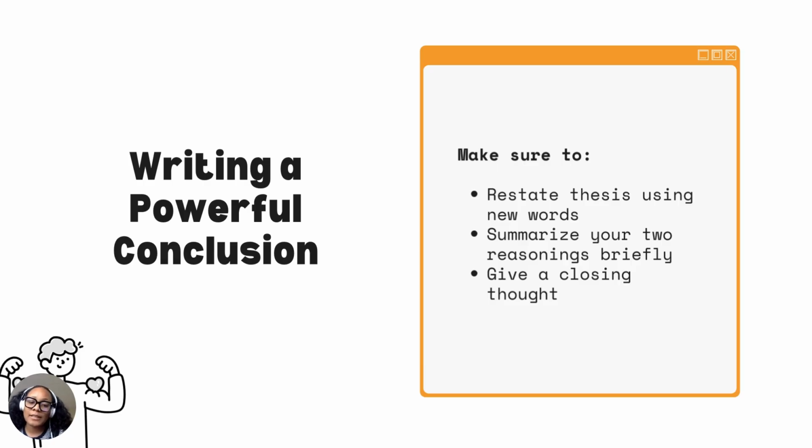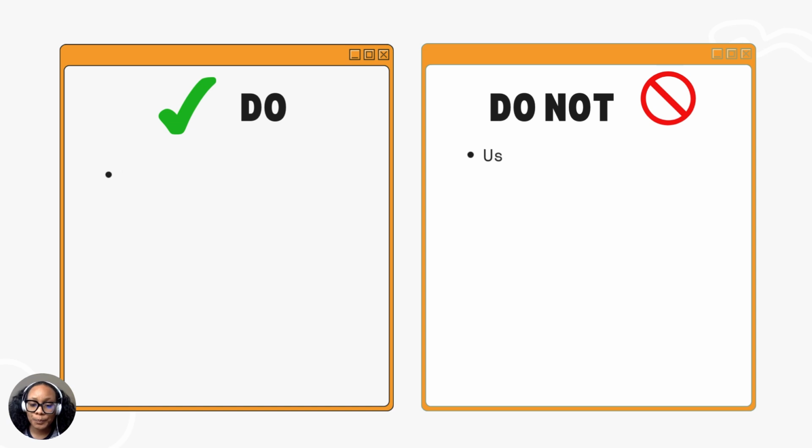And then again, like I said in the beginning, all powerful conclusions do this. They give a closing thought. So as you're writing, a thought will come to you that kind of ties it all together. It's just going to be one sentence. Write that down. That's your clarifying or your closing thought.